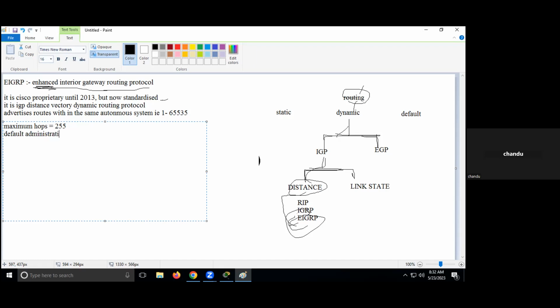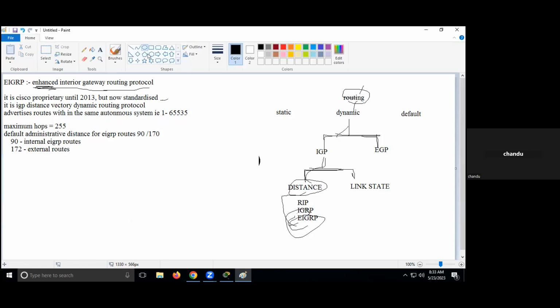The default administrative distance for EIGRP routes is 90 for the routes that come from within the EIGRP domain, and 170 is for external routes. I can say it's 90 for the internal EIGRP routes. But 170 is for routes that belong to other domains, treated as external routes.